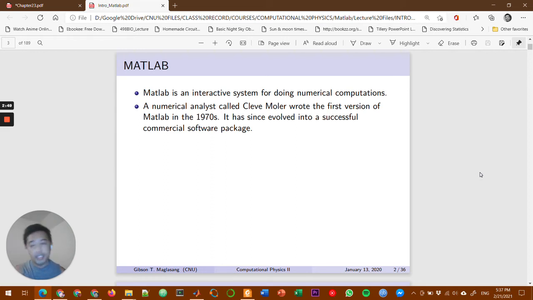Mine is version R2020a, and the latest version is actually 2020b, so it's not far. But older, lower versions can still be used because most of the functions are still compatible. You can use versions as far back as 2016. I don't know about 2017, 2018, 2019, but those versions should work.